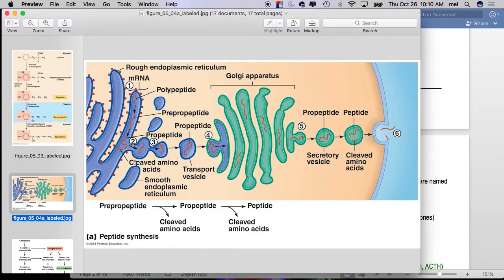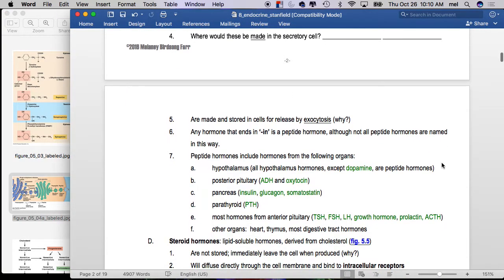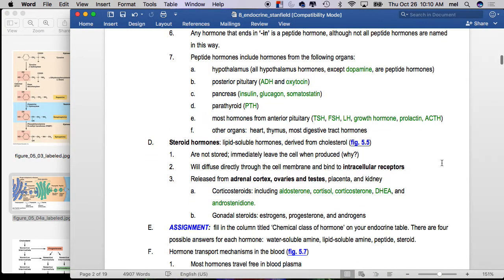Okay, so rough ER. And then if it's for secretion, you're generally going to package it up in the Golgi and secrete it by exocytosis. Why exocytosis? Because it's big, yeah? It's all the same story. Okay, so here's the rule with peptides.